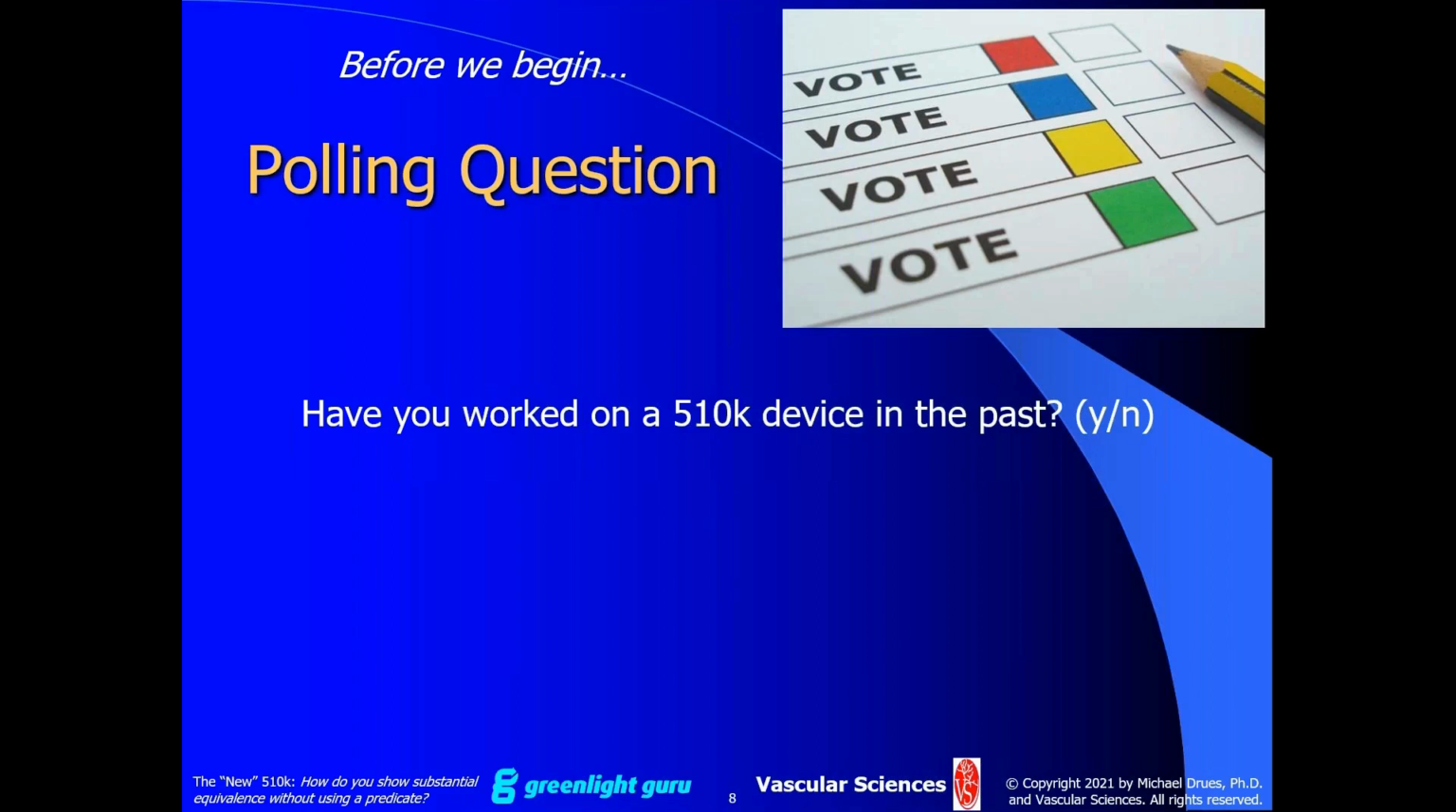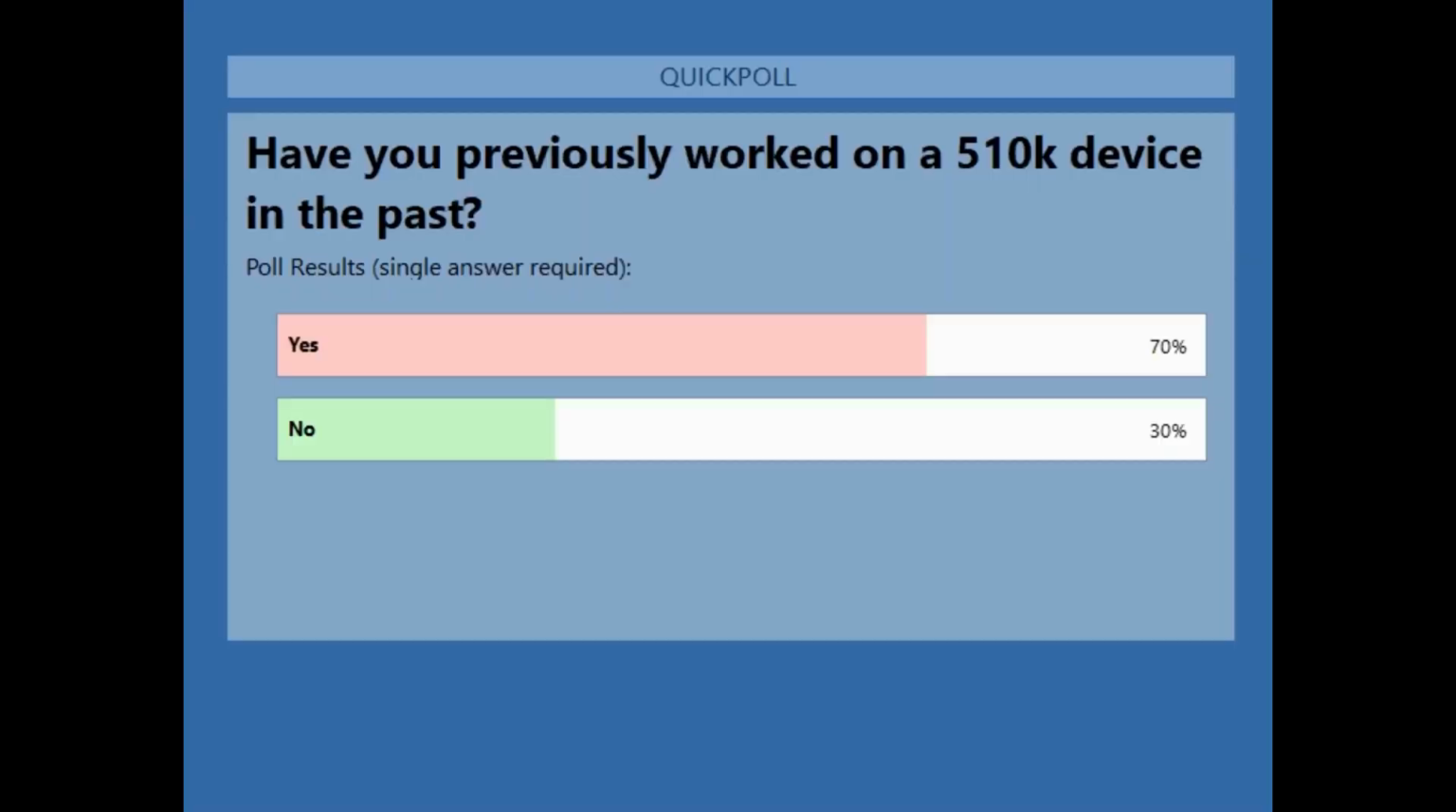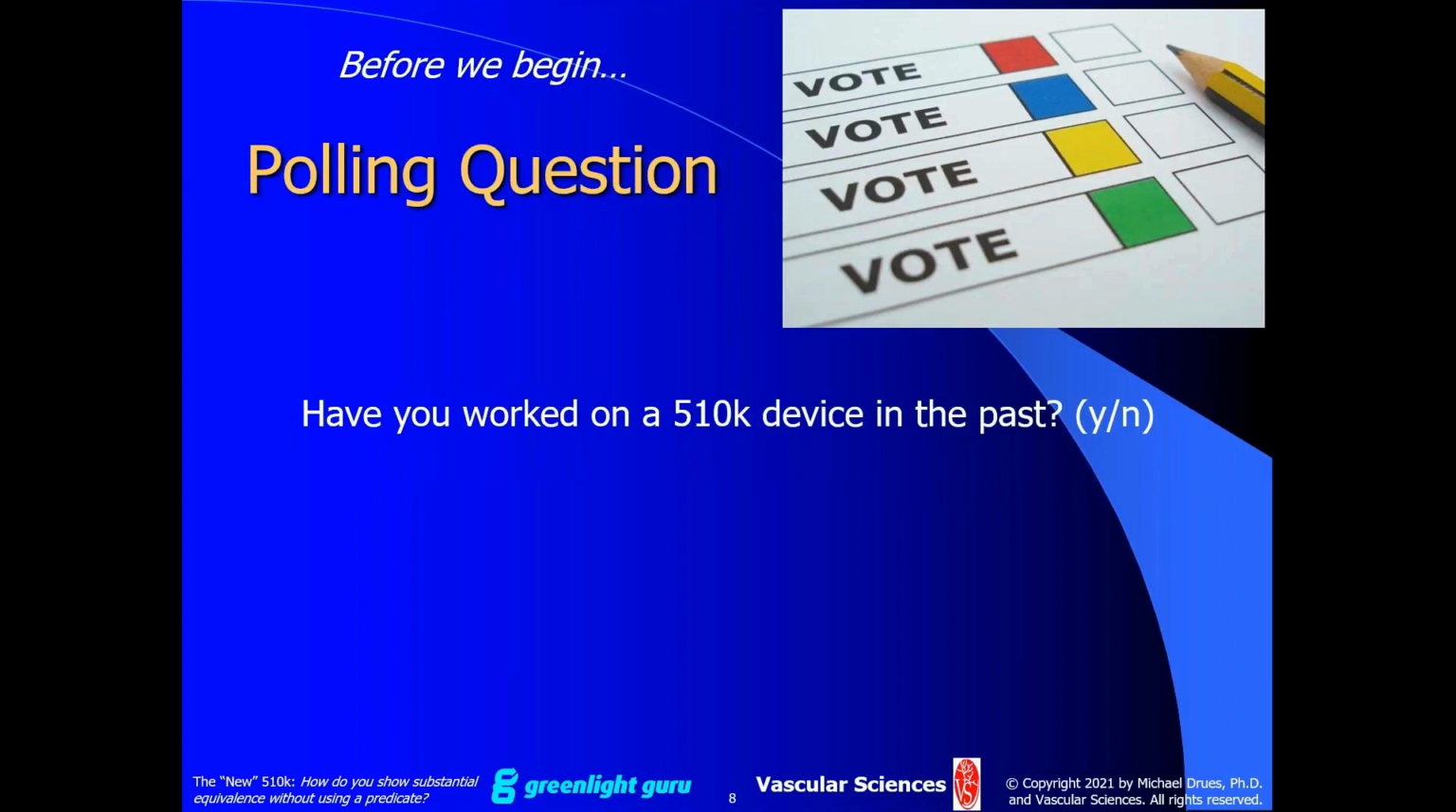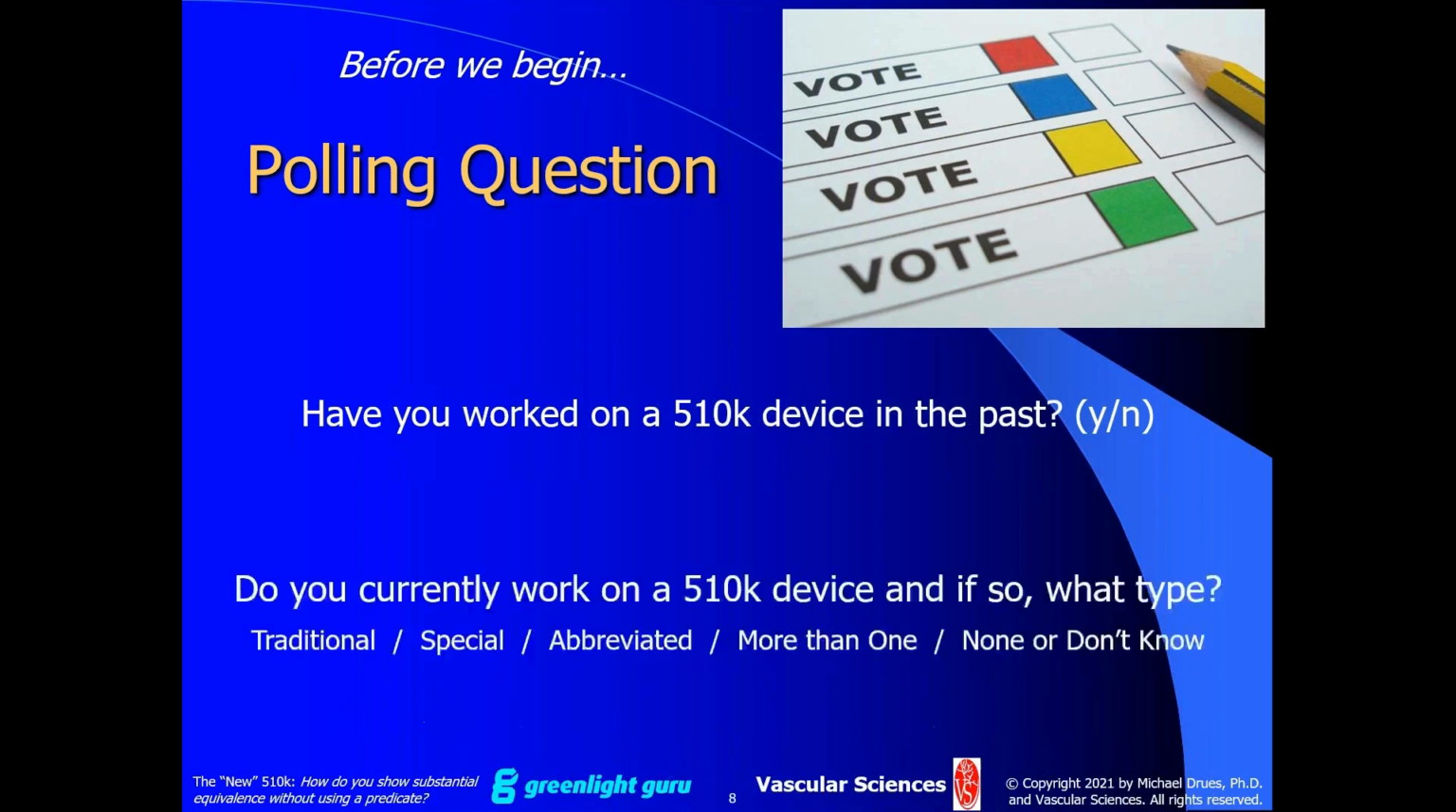All right, Mike, we got about 80% of the respondents in, so let's share the results. 70% said yes, 30% said no. Okay, 70% of you have worked on a 510K in the past. That's good to know. Certainly not surprising, because as I'm sure most in the audience know, the 510K overall, there's many different types, which we'll talk about later, but the 510K overall is the most common pathway to market for medical devices here in the United States.